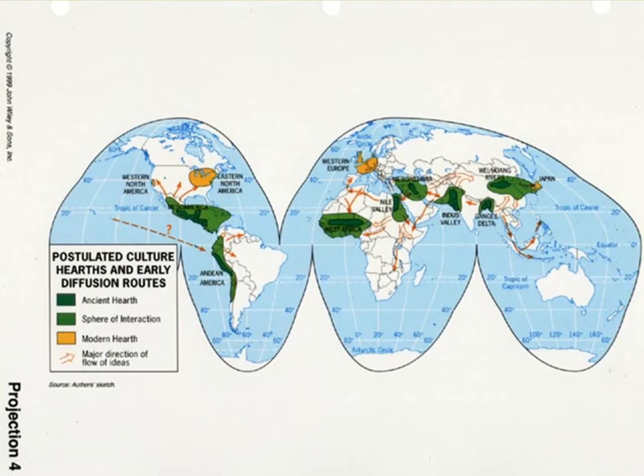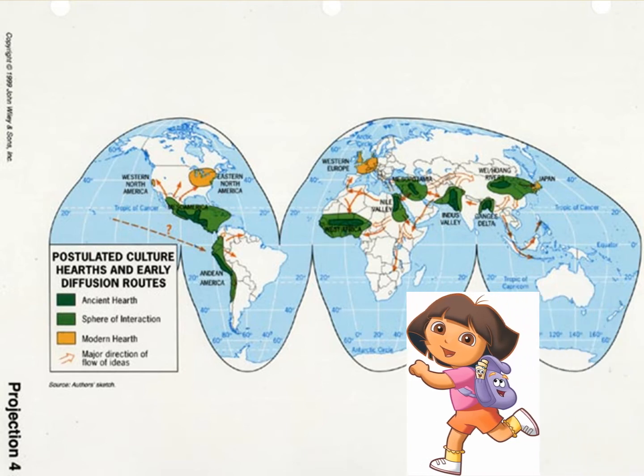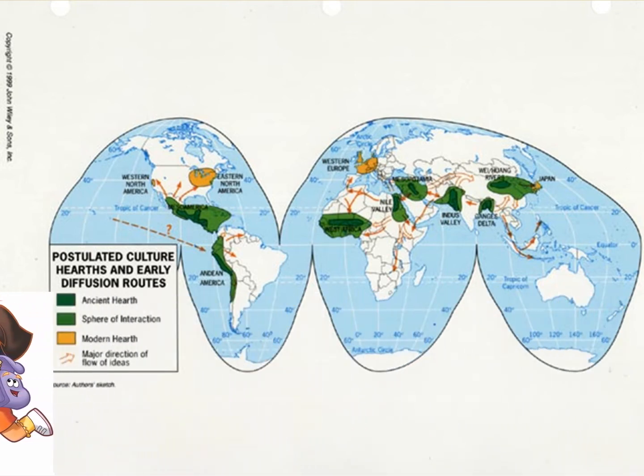And notice that there are several hearths, which means that different civilizations or cultures developed independently from one another. There wasn't just a single hearth that spawned a culture that spread all over the world. And notice some of these hearths of culture. What else originated in these same areas? These are the hearths of agriculture as well. And in these same areas where agriculture and culture began, cities began to form too.